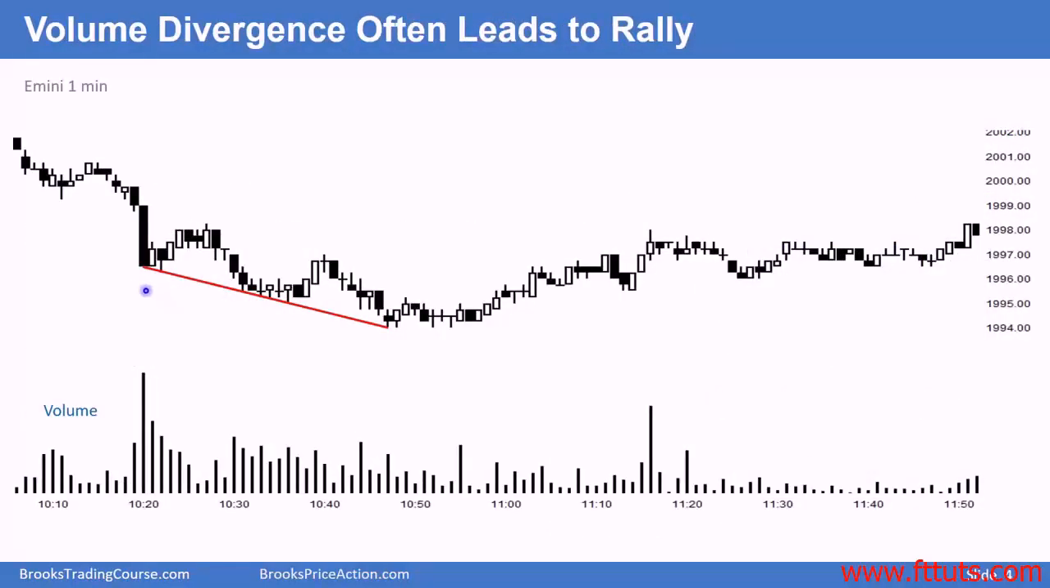A volume divergence often leads to a rally. So here, price is low, lower, lower, but as it goes lower, volume is getting less as the market is going down. As the market is going down, fewer traders are interested in trading. Theoretically, if it keeps going down, no one will trade. There won't be anyone willing to sell at the low price. Therefore, a lot of times, as the market is going down, volume tends to dry up, and the market has to go higher to find sellers willing to sell.